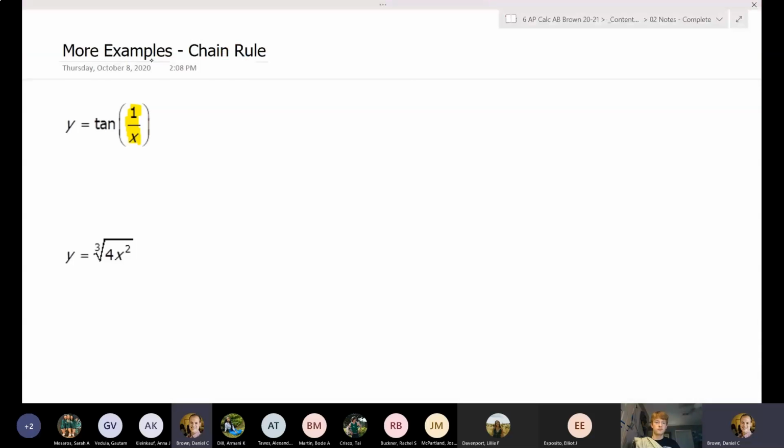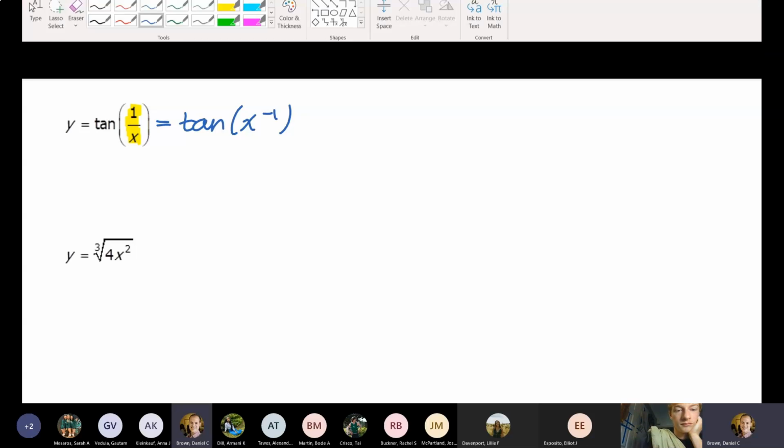the inside. I also chose this one for a reason, because there are many of you on your last quiz who kept wanting to do the quotient rule over and over and over again, even though that does waste time. So before I even find the derivative of this one, I would suggest rewriting it as tangent of x to the negative 1. We can rewrite 1 over x as x to the negative first power. And then I can easily find the derivative.